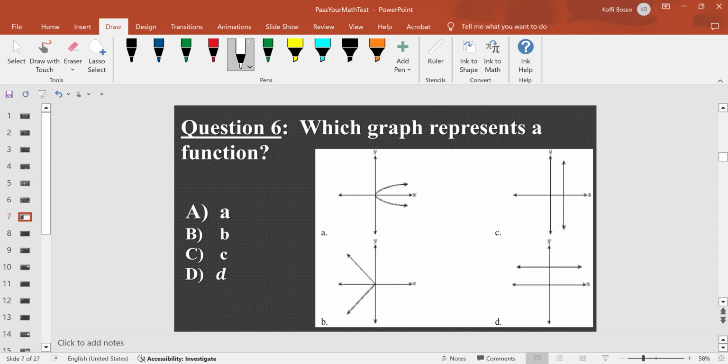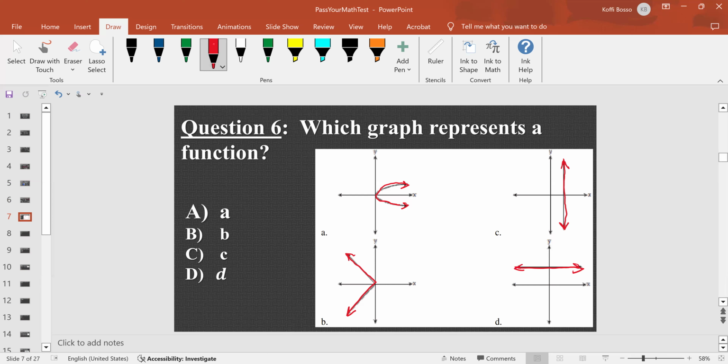Okay, we continue. Question number 6. This is a question about a function. They give you 4 different graphs. Understand that for A, the graph is what we have here. For B, the graph is this. For C, the graph is this line. And for D, the graph is this one.